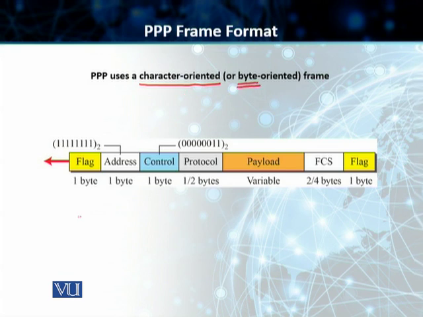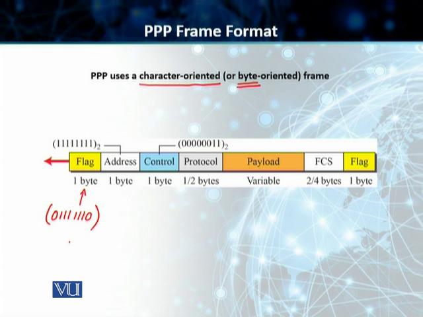Students, first of all, you've got the flag field. You are well aware of the function of a flag field at the start of the frame and the end of the frame by now. This is 1 byte, and I told you that the flag field is normally this pattern, a 0 followed by 6 ones and then a 0 again.